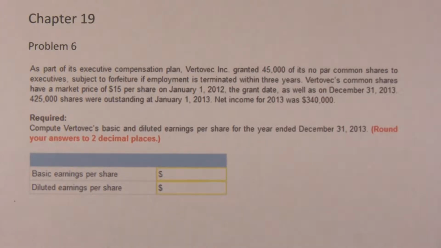Okay, this problem is not nearly as lengthy as the other problem we did because there's no preferred dividends, there's no stock dividends, things like that. So it's pretty straightforward. So let's see.